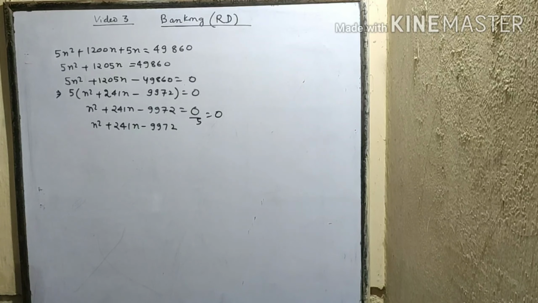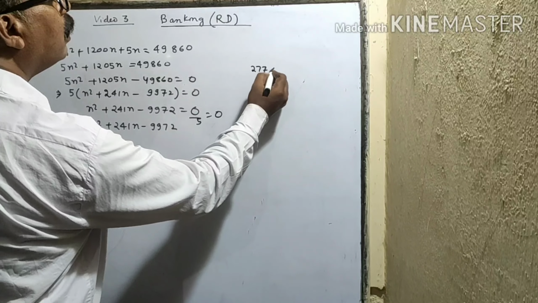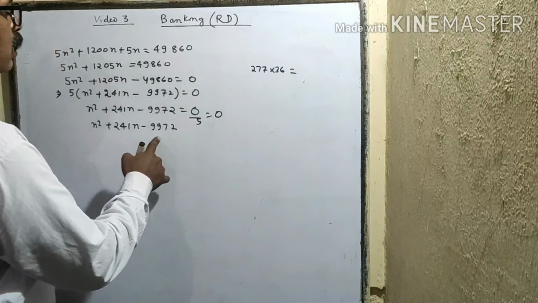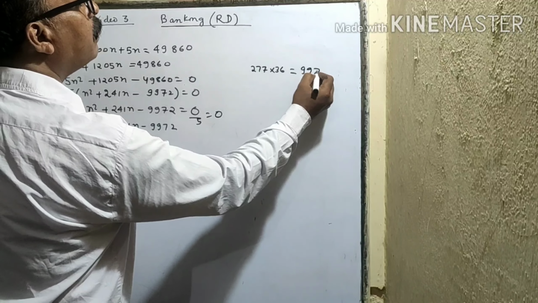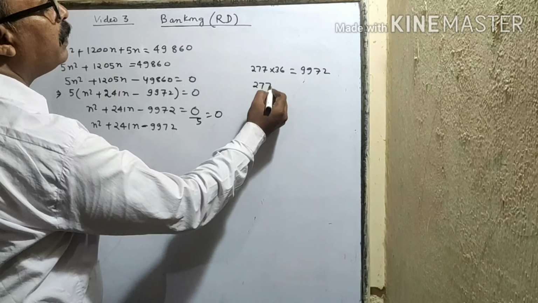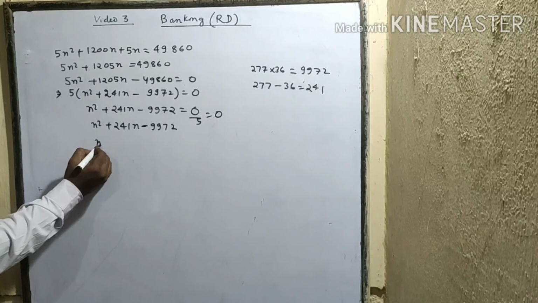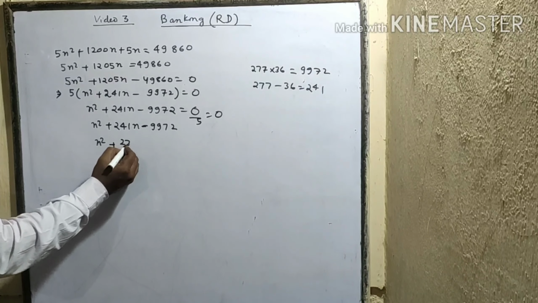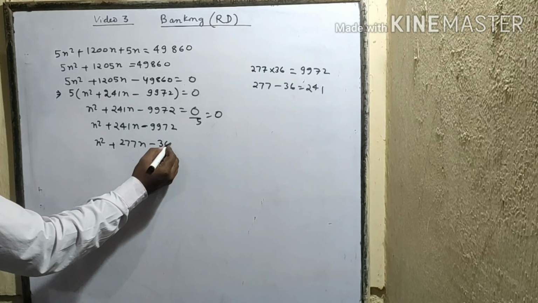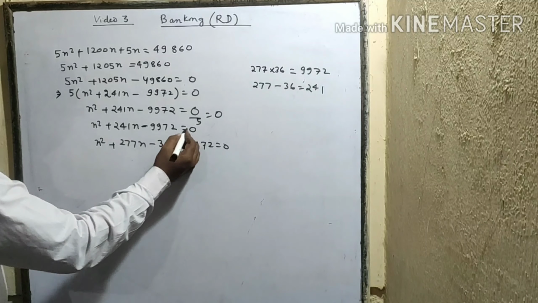Now we'll do middle term splitting. As per middle term splitting, what we are finding is that 277 into 36 is coming out as 9972. Since the last term is negative, what we are finding, 277 minus 36 is giving you 241. So it can be written as n square plus 277n minus 36n minus 9972, that is equal to 0.